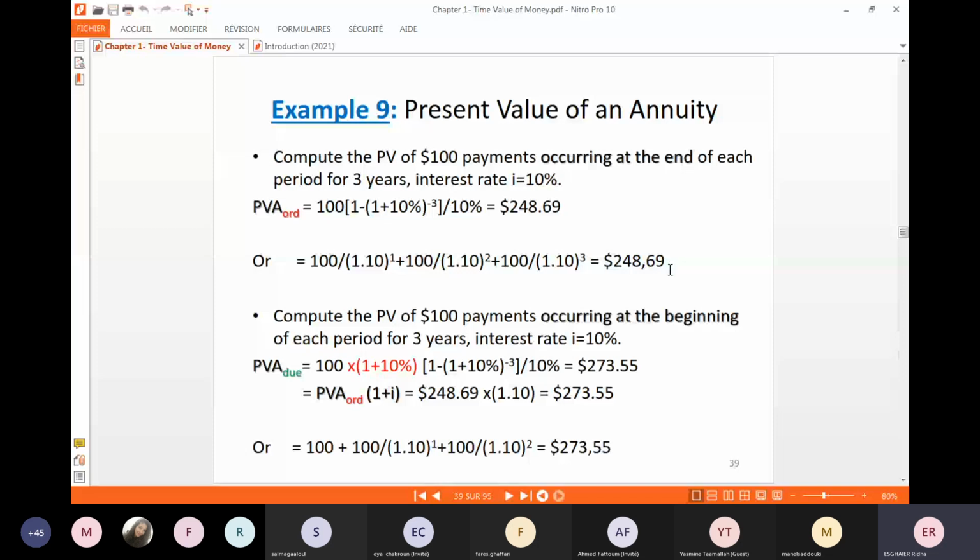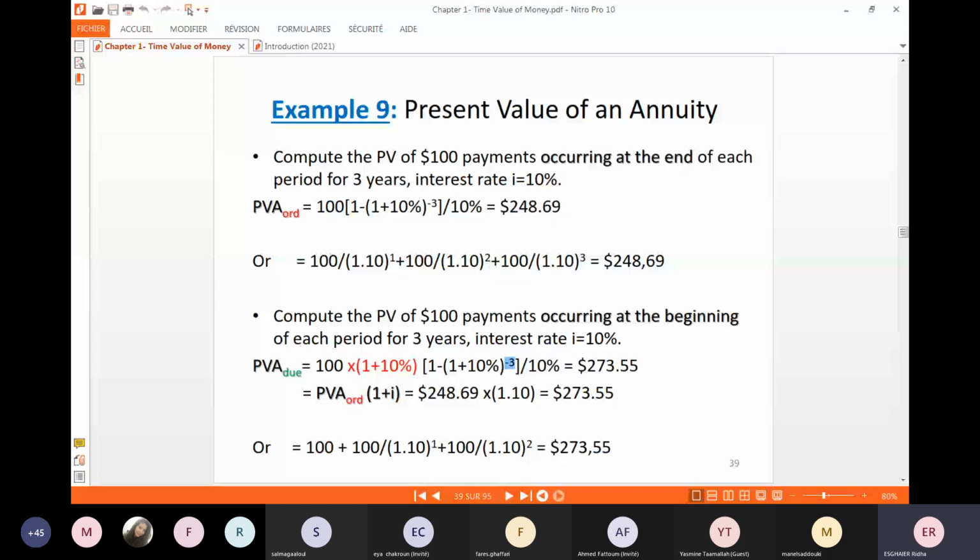If the deposits are made at the beginning of each year, it is an annuity due. The difference between the two is this additional 1 plus I in the formula. We still have 3 deposits. The power is 3, that reflects the number of deposits, and is negative to say that we are discounting, we are eliminating the interest. You get 273.55, which is 1 plus 10% times the present value of an ordinary annuity.